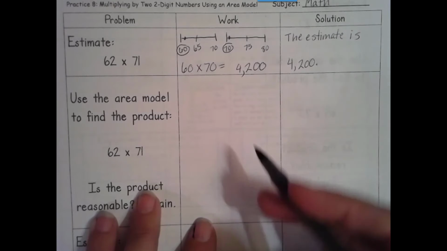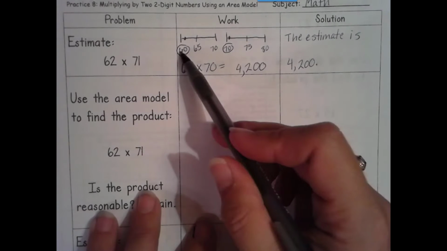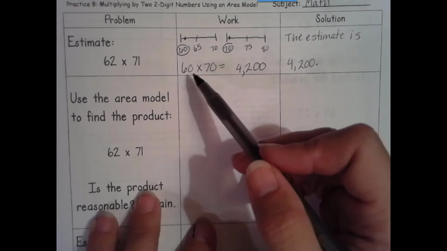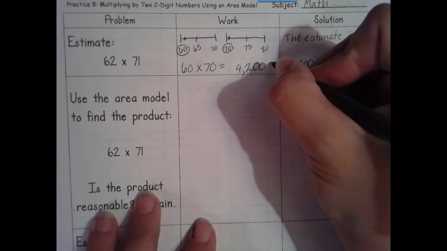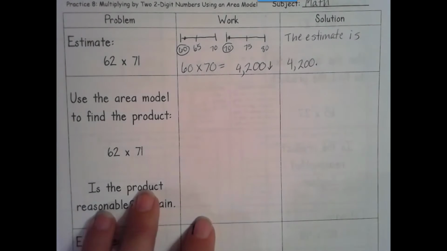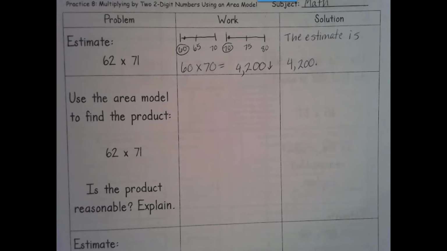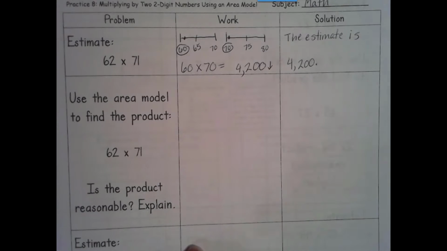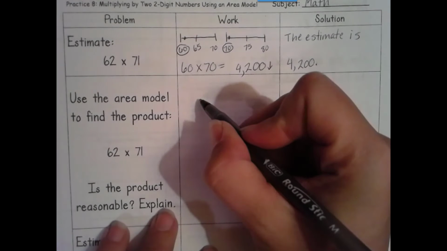Now if you notice, both of these actually went down. When they go in different directions, it's hard to tell, but since both of them went down, it's actually going to be a low estimate, but it should still be pretty close to this product. Alright, so let's make our area model.